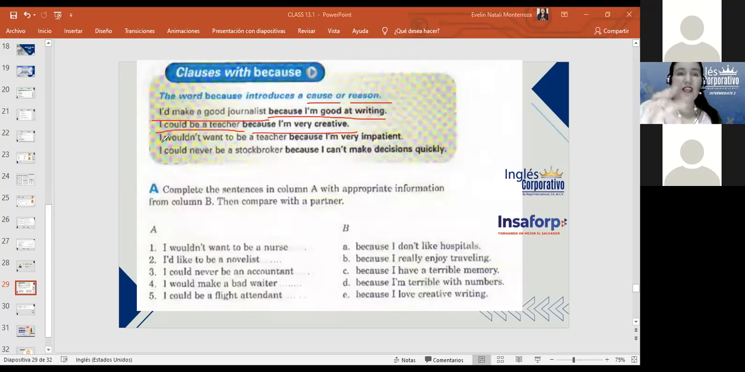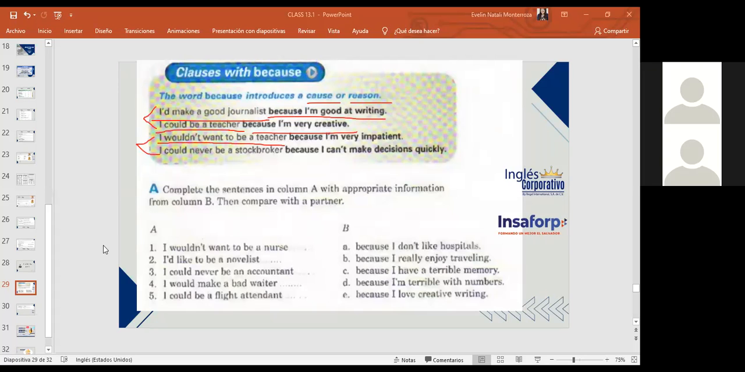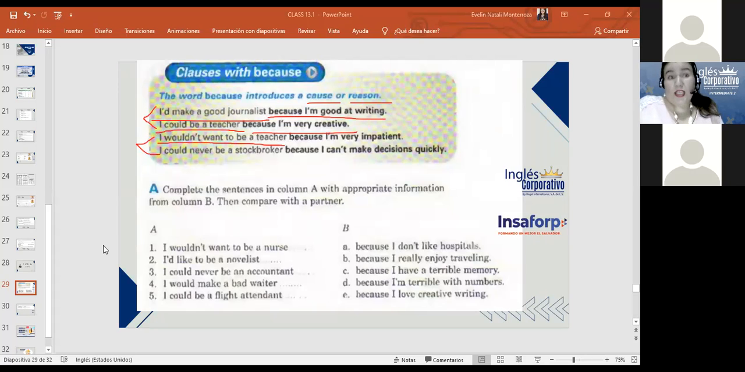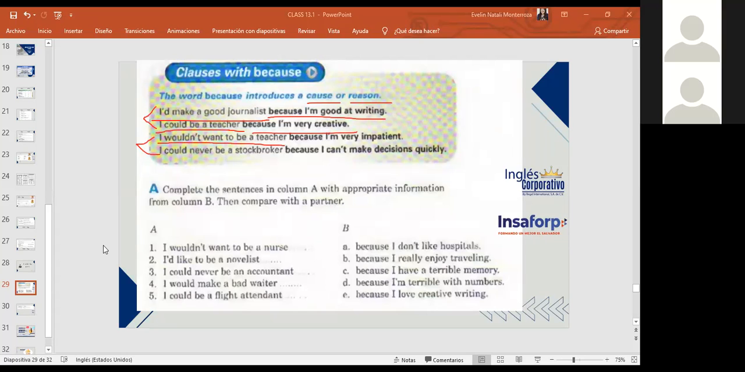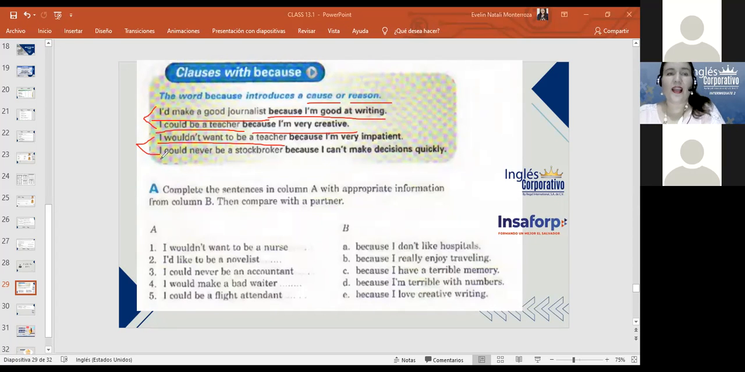And the other ones are to say that you will never be good at something, right? Estas dos son para expresar que podríamos ser buenos con algo y por qué. Y estas dos son por qué no seríamos buenos en algo. I wouldn't want to be a teacher because I am very impatient. I wouldn't want to be a teacher because I am very moody, you can say. I wouldn't want to be a teacher because I am very boring, right? Like, oh my God. I could never be a stockbroker because I can't make decisions quickly. A stockbroker es un corredor de bolsa, right?